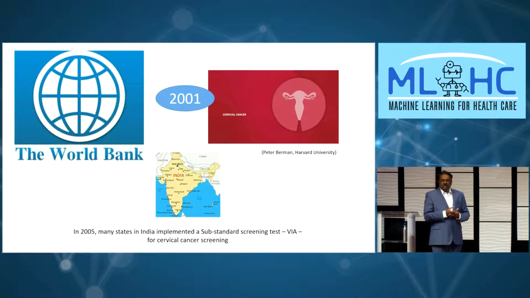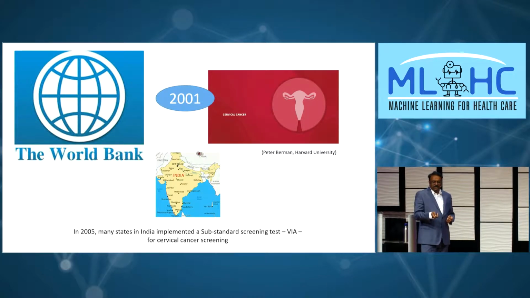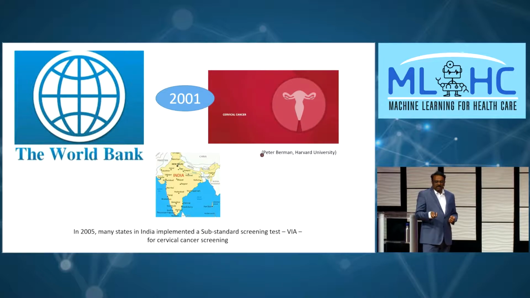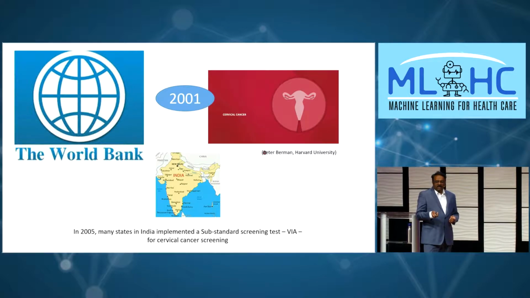So this has been going on for some time, and this is a story that was shared by Peter Berman, a public health professor at the T.H. Chan Harvard School of Public Health. In 2001, he was the World Bank chief stationed in New Delhi, and the World Bank knew that it was a disparity problem. So when the government asked them for money, the World Bank said, you have to come up with a solution for cervical cancer. You cannot neglect this anymore.